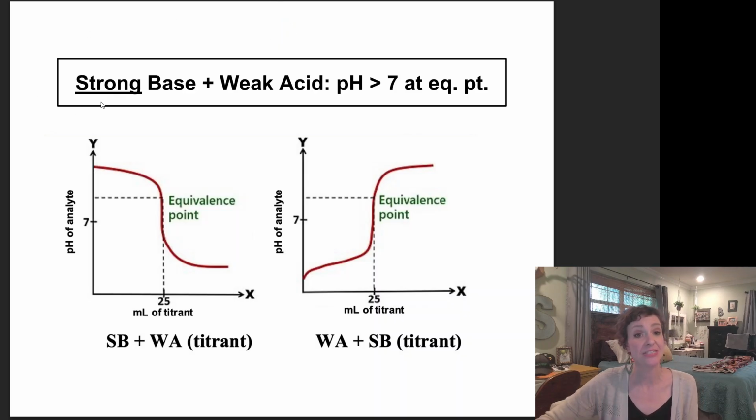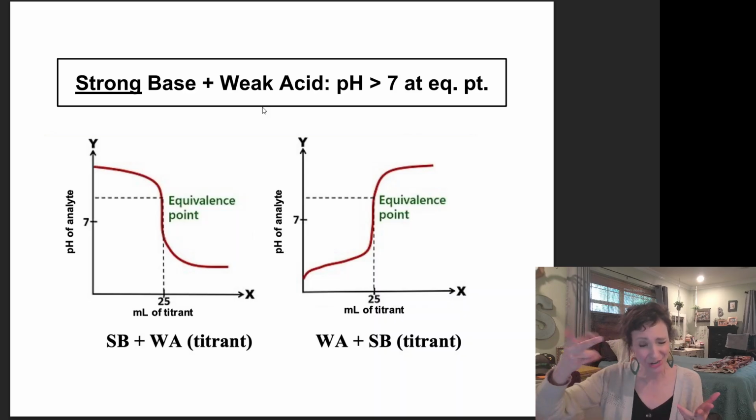We know if I use a strong base with a weak acid in a neutralization reaction, that strong base is going to win the fist fight, and he's going to make the resulting solution basic. Okay, so when I titrate a strong base with a weak acid, the resulting pH at the equivalence point will be basic, greater than 7. Now here's the cool thing. Titration can go both ways.